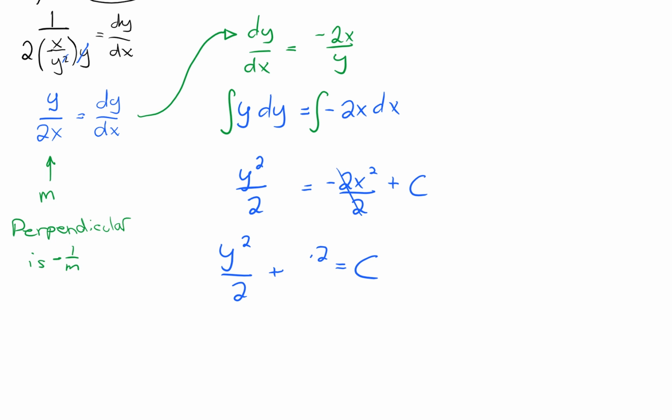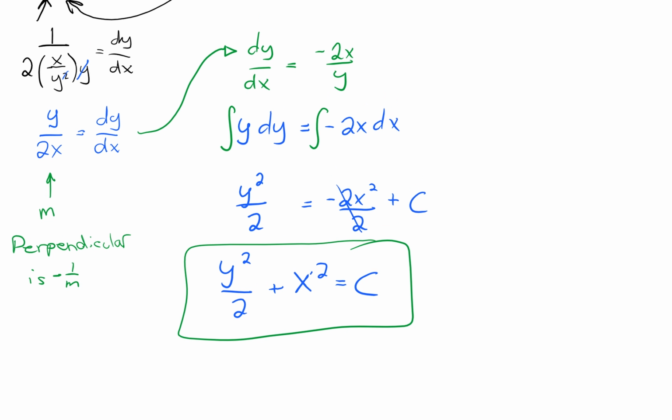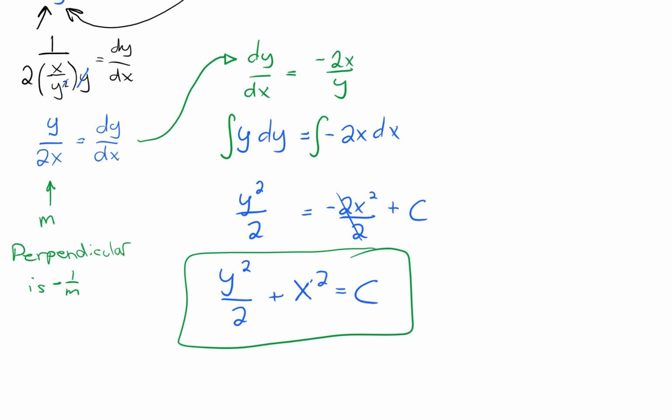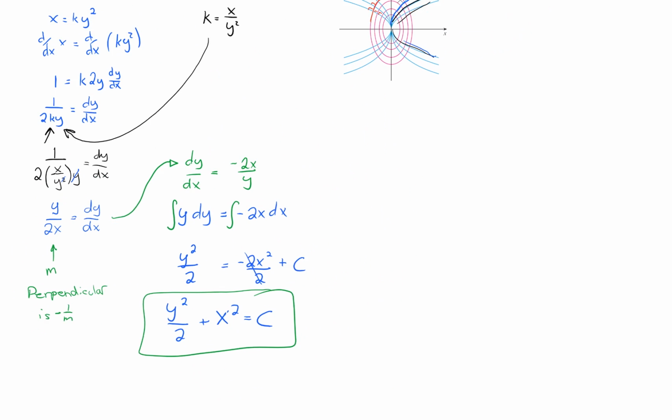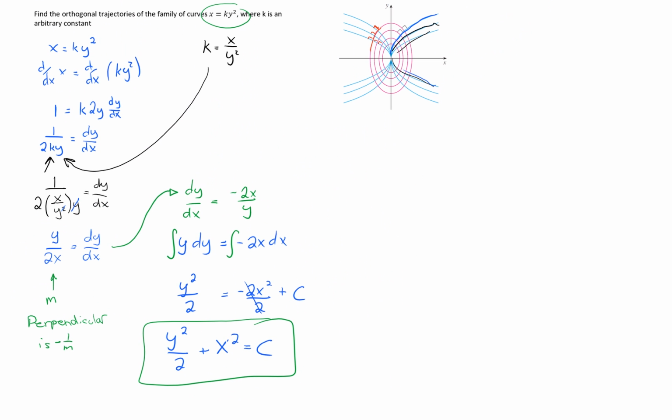Rewrite that. This is the equation for an ellipse: y squared divided by 2 plus x squared equals c, where that c will be how big or how small the ellipse is. And we see that that makes sense with our drawing. At the beginning I said those red curves were the solution curves, and it turns out that we got it. We got the function that matched up with those ellipses.